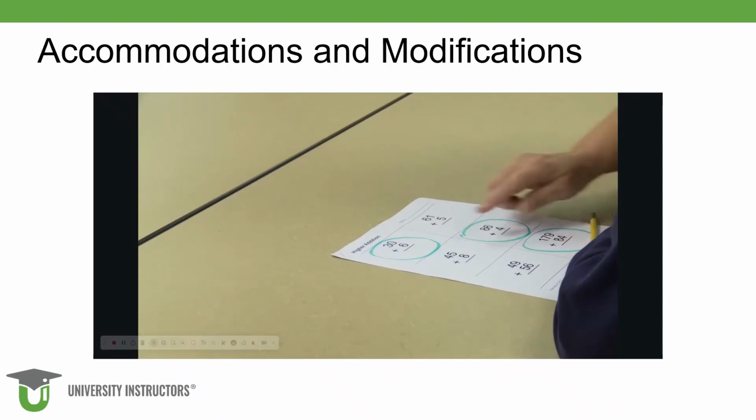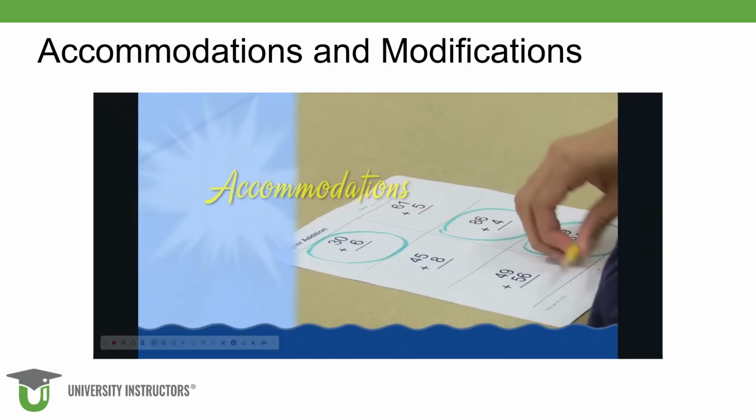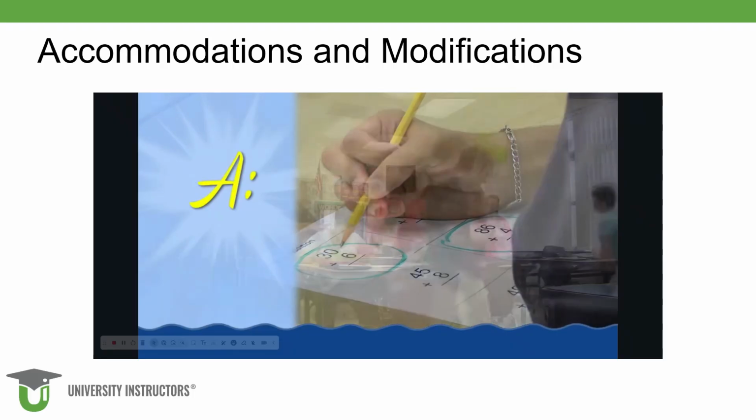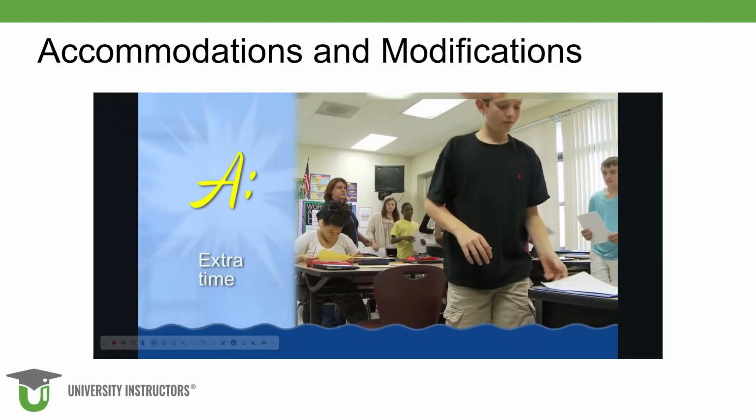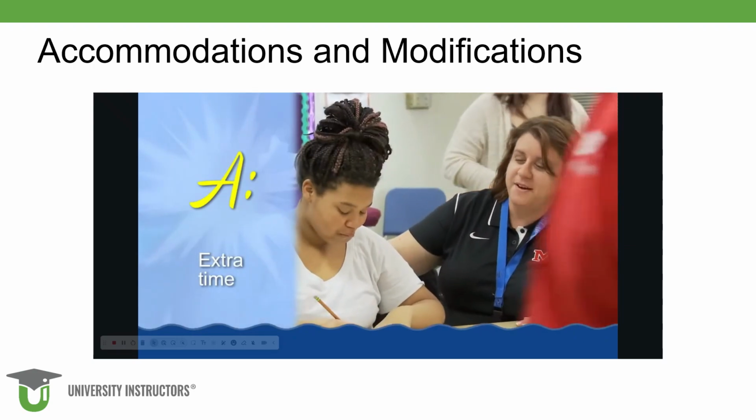I only need you to do the circled problems for me. Accommodations can be made by adjusting the amount of work a student must complete, allowing extra time. Just go ahead and turn your paper in. Okay, you can go ahead and keep working. You've got about 5 more minutes.